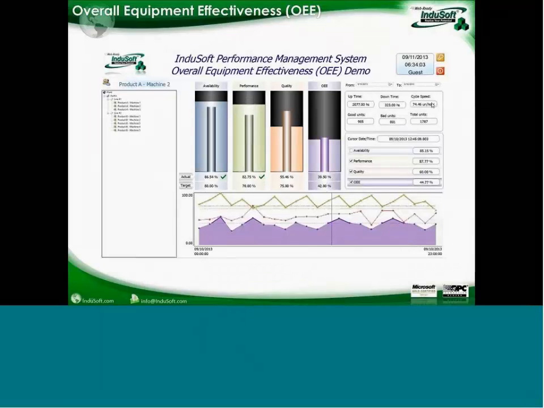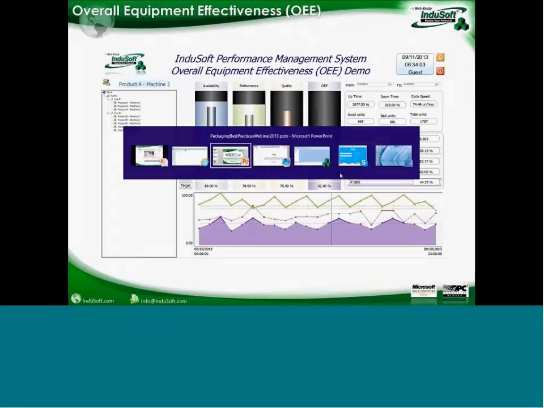Performance is based on the cycle speed, compared to the theoretical cycle speed for the machine. Good quality is pretty much the number of good units produced divided by the total units produced by the machine. So you have those three KPIs from 0 to 100%, and the combination of those three KPIs provides the OEE.